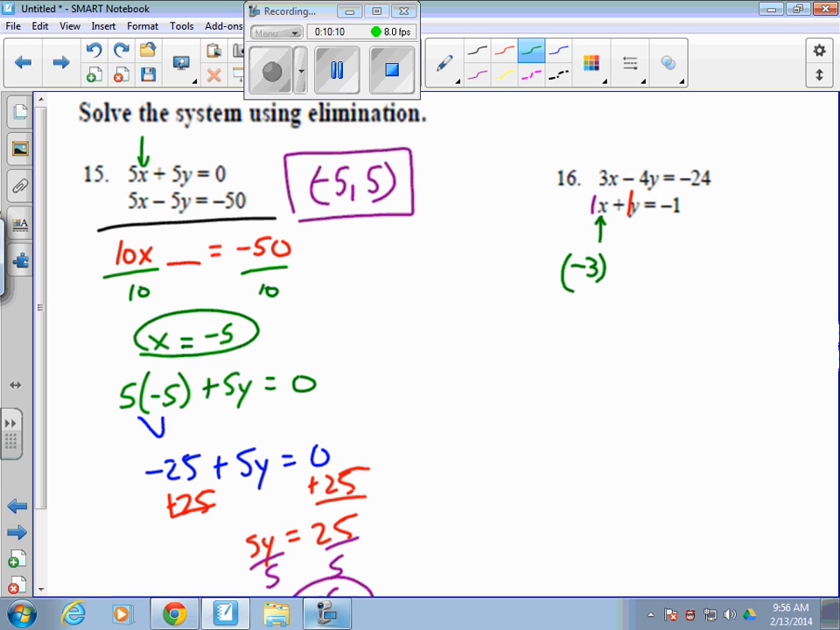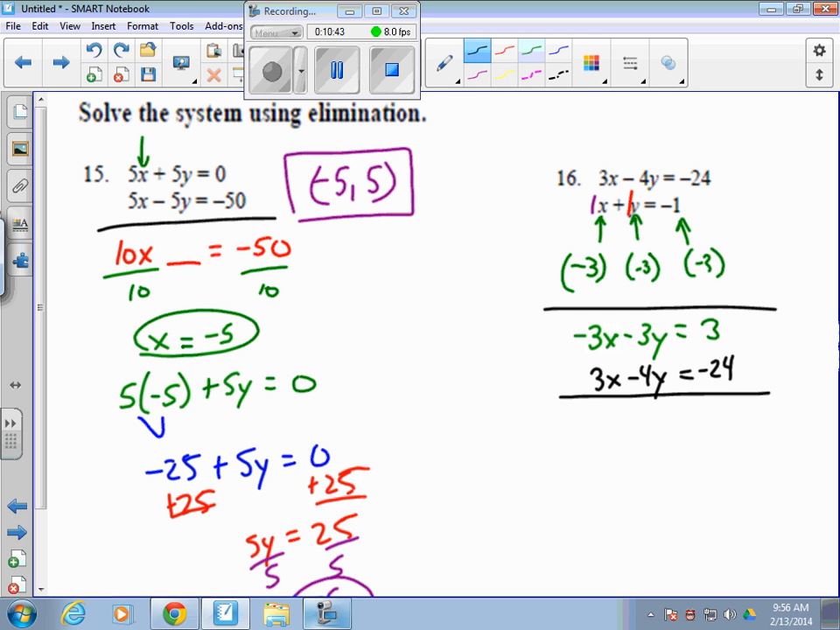If you multiply that by negative 3, however, you have to multiply that whole equation by negative 3. So that one and that one as well. You have to distribute negative 3 to everything. So what you have now is negative 3 times 1x is negative 3x. Negative 3 times y is minus 3y. And negative 3 times a negative 1, a negative times a negative is a positive 3. So that's that bottom equation converted. The top equation can stay just like it is. 3x minus 4y, I'm just writing it underneath, equals negative 24.